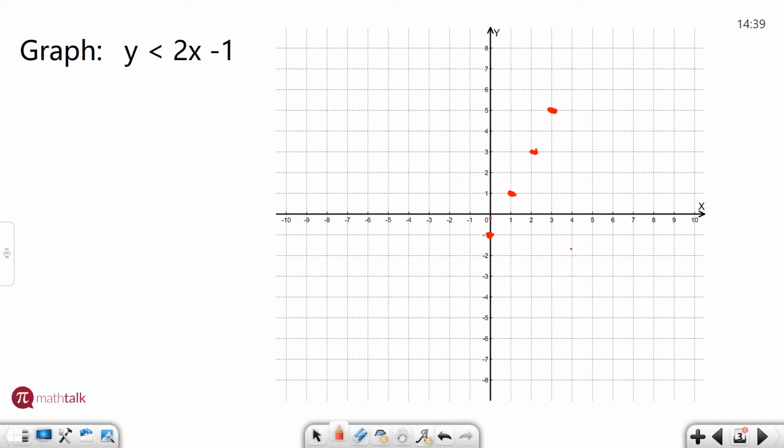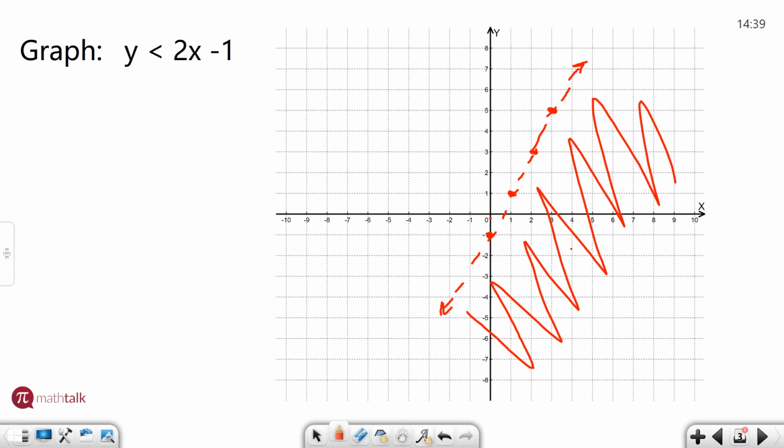Since my inequality has a less than symbol, it's going to be a dotted line. So I'm going to draw a dotted line that goes through these points. And I'll put an arrow at the end, just so I know that it's really a line. And now I need to look, do I need to shade above the line or do I need to shade below the line? And since my inequality is less than, I'm actually going to shade below the line.